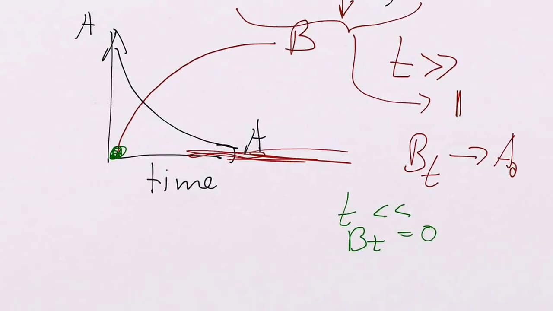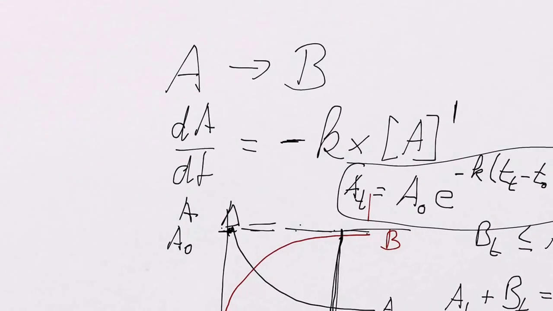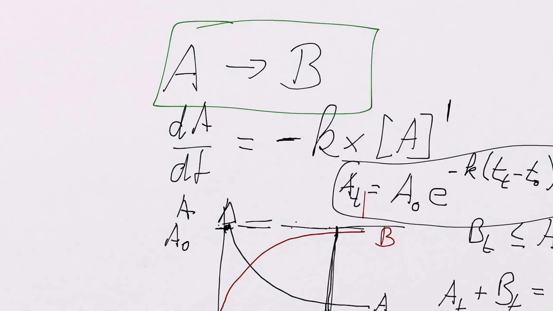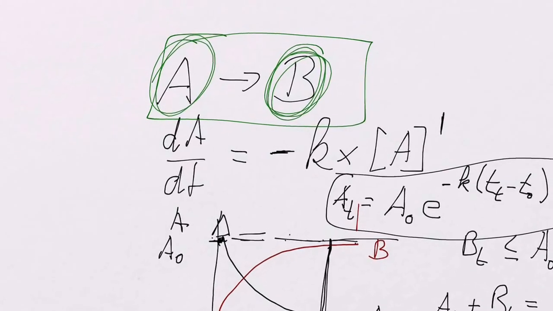Yeah? So, this was basically the case when we had this situation here. A is converted into B. And for each A, we get one B, and we assume that this is a first-order reaction. It works with all the other reactions as well, so it's not just for first-order reactions. And the important thing is, our B is really limited by how much A we have. Okay?